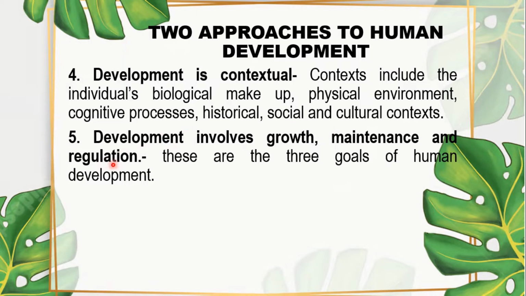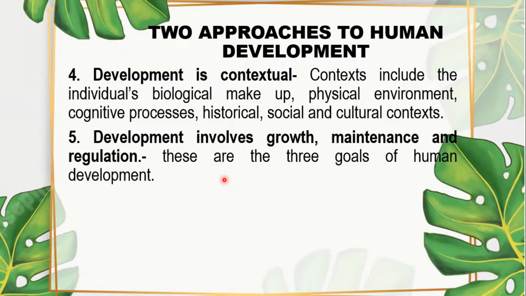The last one is that development involves growth, maintenance, and regulation. So growth, maintenance, and regulation are three goals of human development. The goals of individuals vary among developmental stages. For instance, as individuals reach middle and late adulthood, concern with growth gets into the backstage, while maintenance and regulation take center stage.